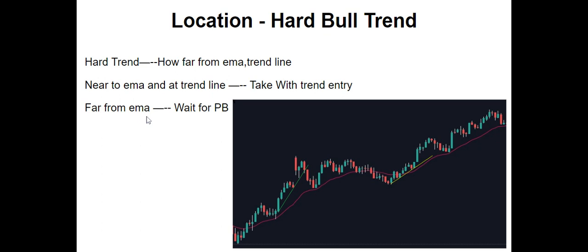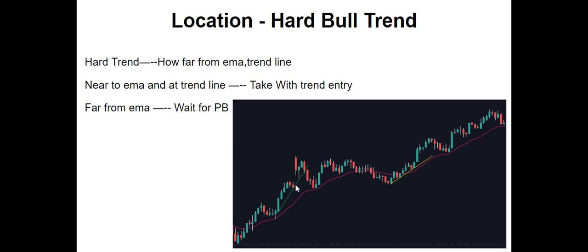If it is far from EMA, wait for a pullback. Why am I telling this? Here, if you take this entry or an entry somewhere here or here, these two conditions are satisfied: near to EMA and at the trend line. Then you see potential profit is huge, very big. Now I drew another trend line here in green color. Here, this is touching the trend line almost. Even here, somewhere here also.